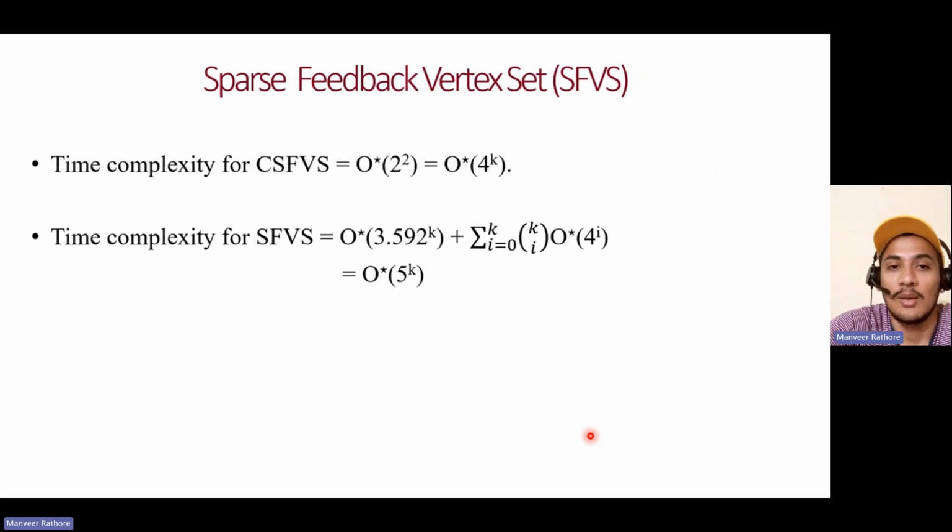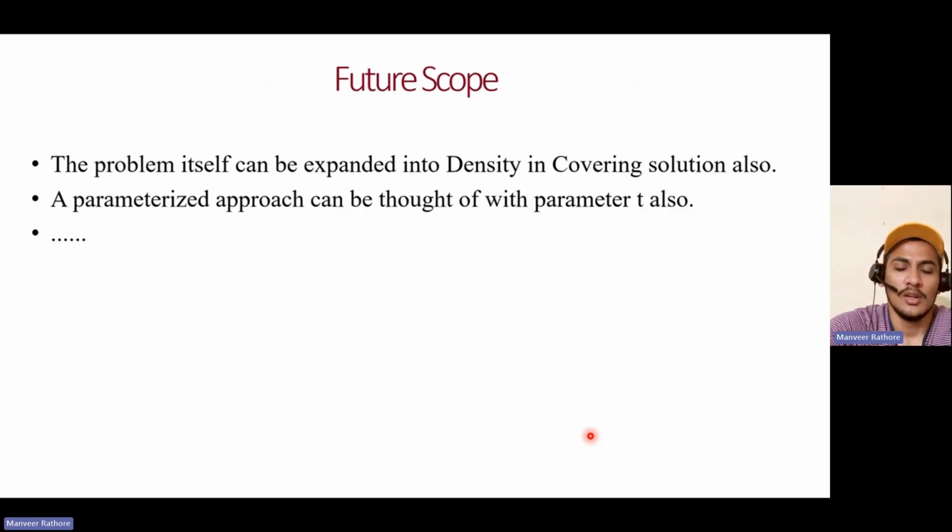But now let's come to the time complexity for sparse feedback vertex set, SFPS. Its time complexity will be the time to compute FPS plus the time to solve CS FPS for each permutation and combination of X, Y. So its total time complexity comes out to be 5 to the power K. Now for the future scope, the problem itself can be expanded into density and covering solution, and a parameterized approach can also be thought of with parameter T.